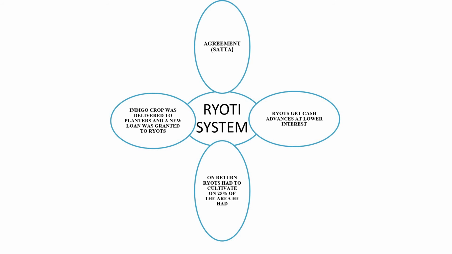The planter provided the seed and drill, while the cultivators prepared the soil, sowed the seed and looked after the crop. When the crop was delivered to the planter after the harvest, a new loan was given to the ryot, and the cycle started all over again. Peasants who were initially tempted by the loans soon realized how harsh the system was.